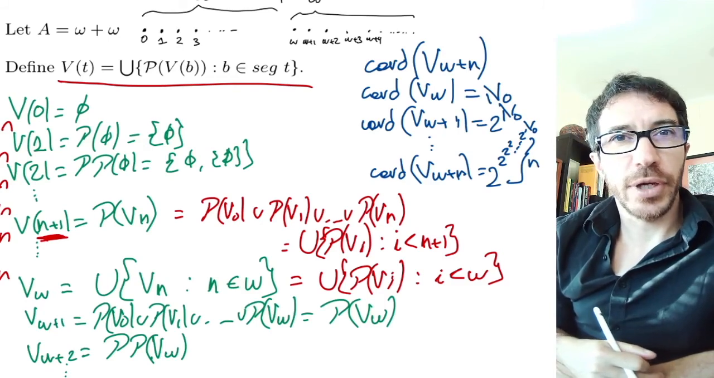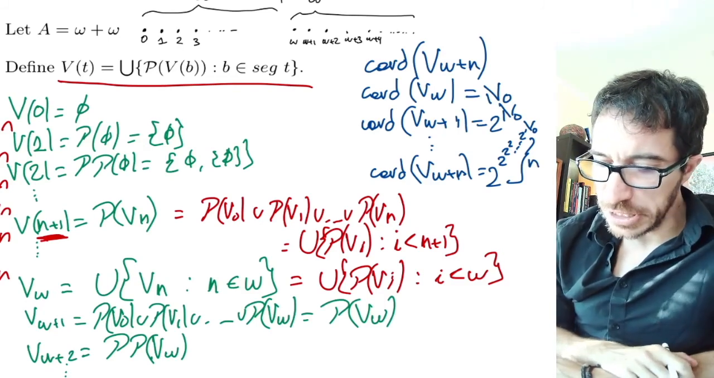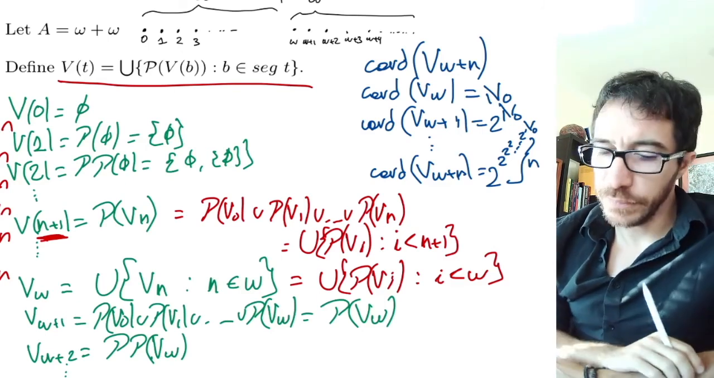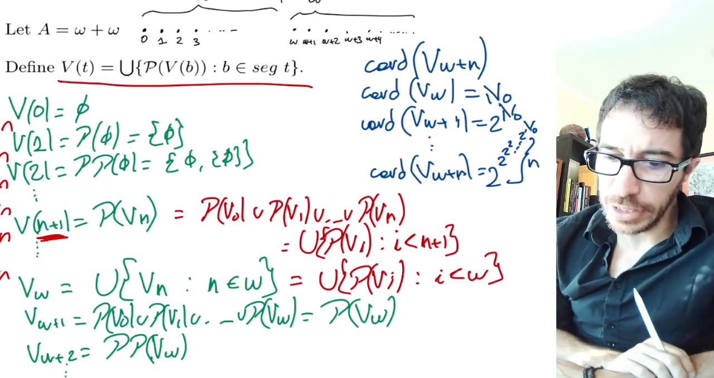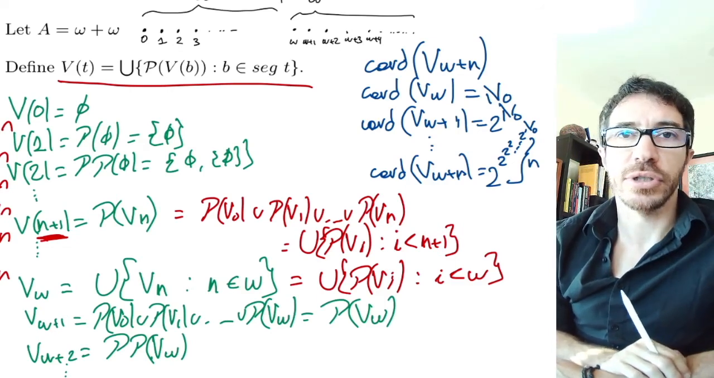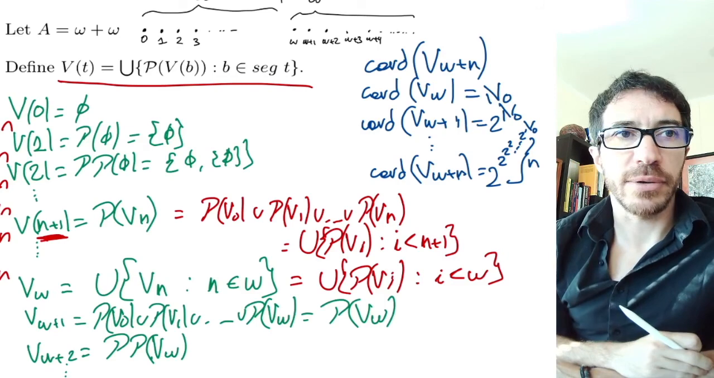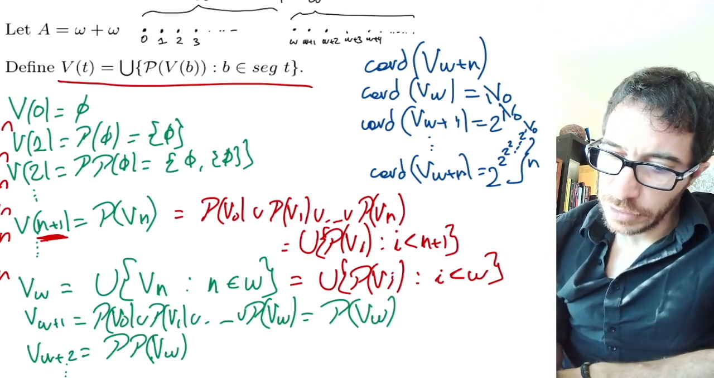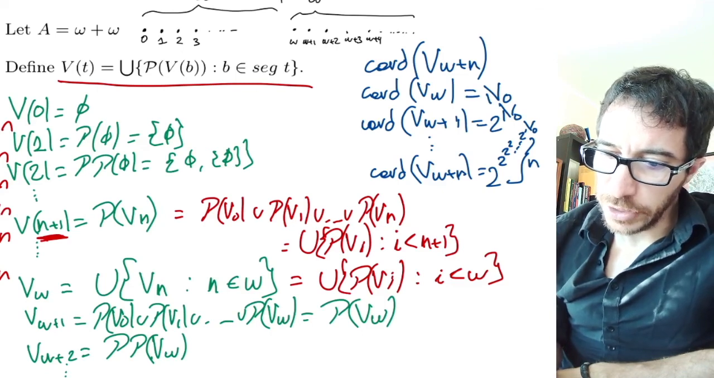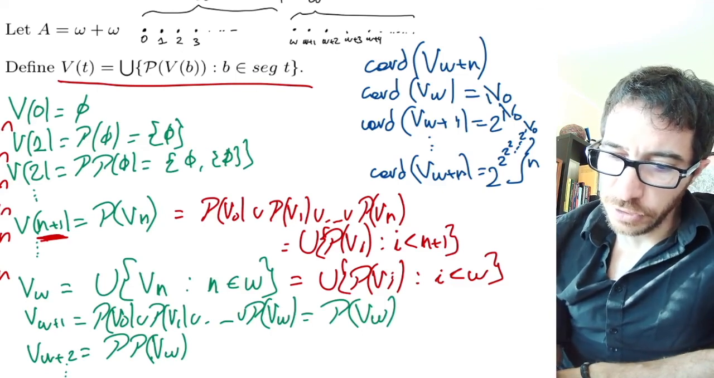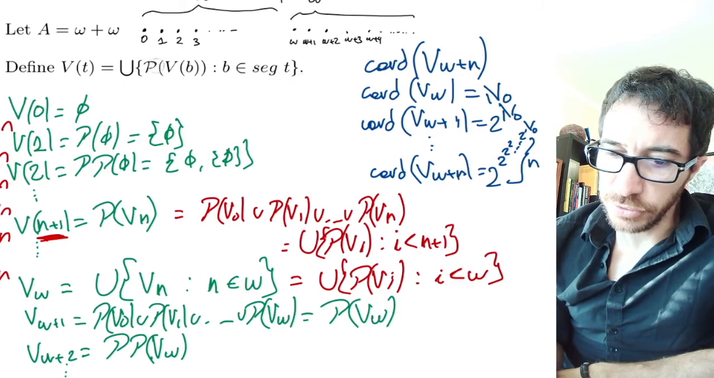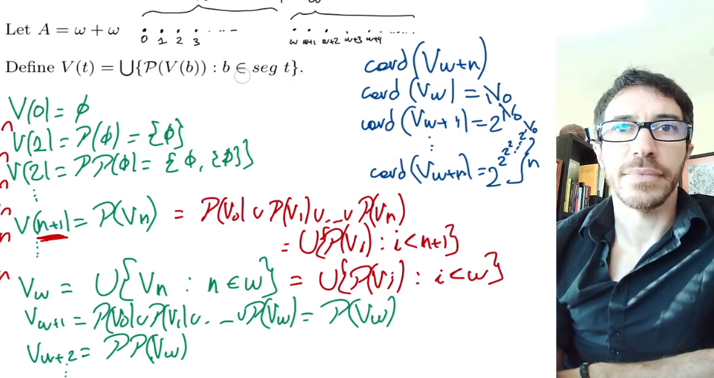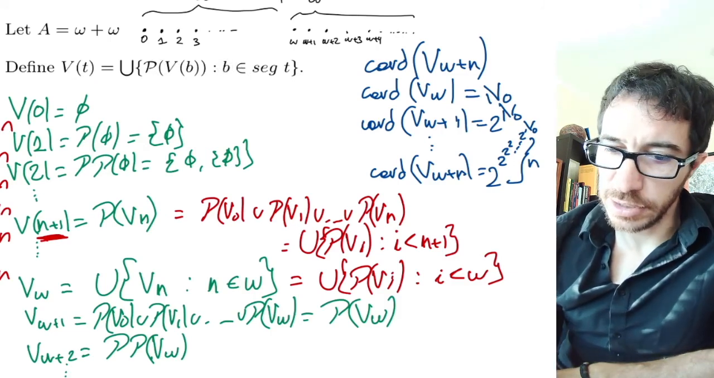So do you guys see what is fishy up here? Well, first, let's see if we are defining this according to the transfinite recursion principle in the right way. Well, we are, right? We are using the previous values of the function V to define the new value. So that's just fine.